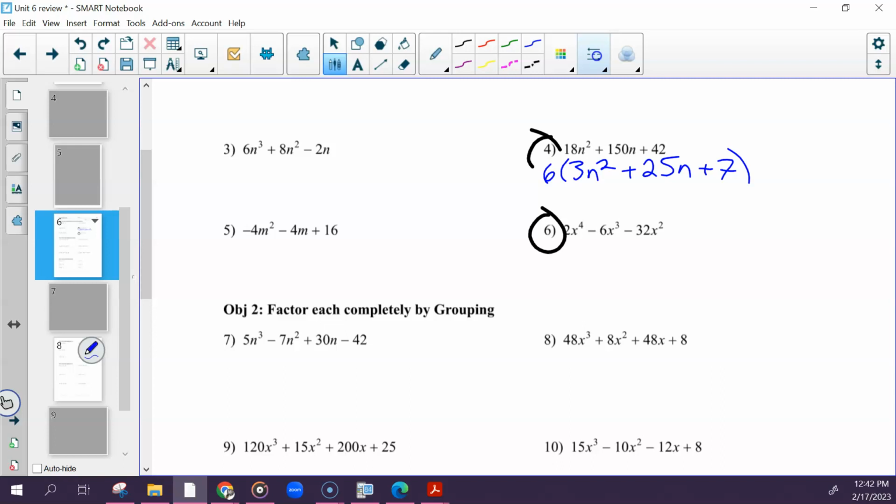I can't keep factoring. Like if I was thinking about doing the last objective and I multiplied the 3 and the 7 to get 21 and was looking for numbers that multiply to be 21 that add to be 25, it doesn't work. Because the only factors of 21 are 1 and 21, 3 and 7. None of those add to 25. So there's nothing else we can do. That is our answer. Questions on that one?